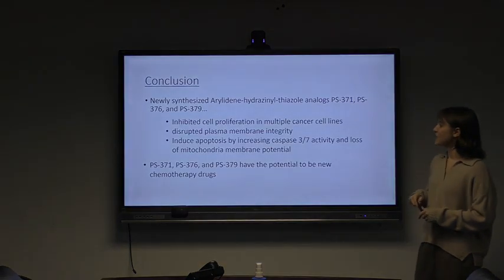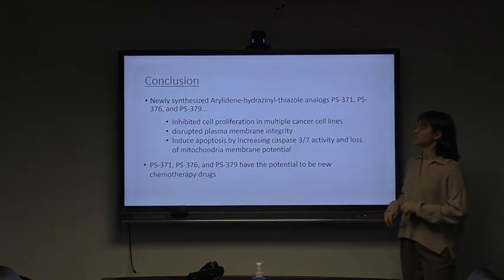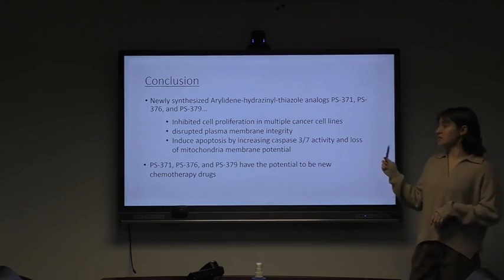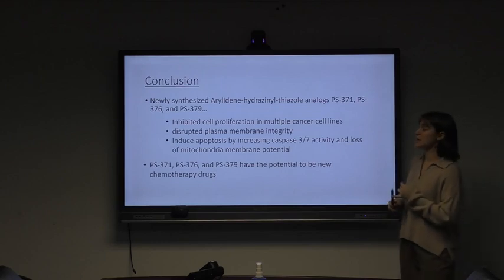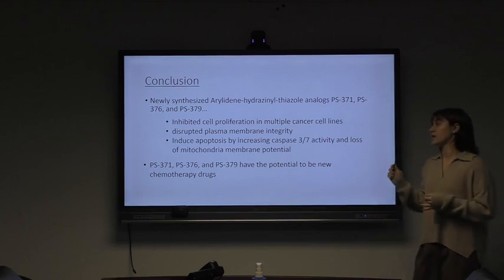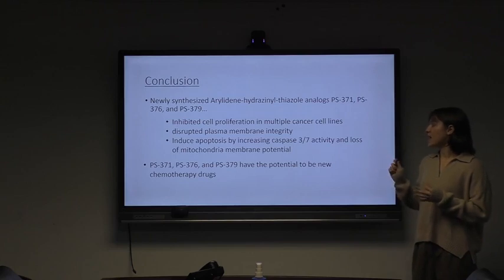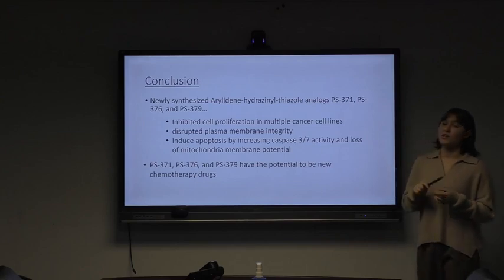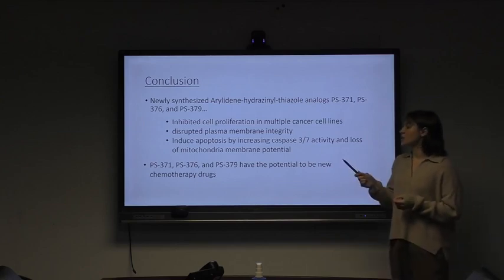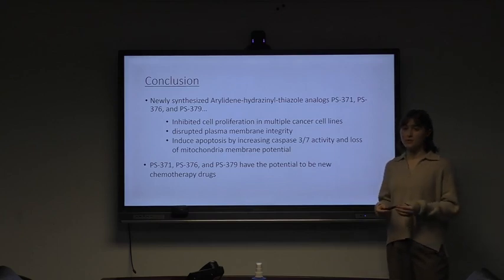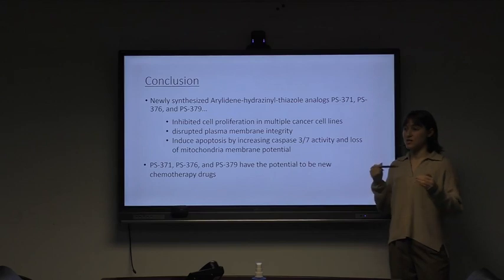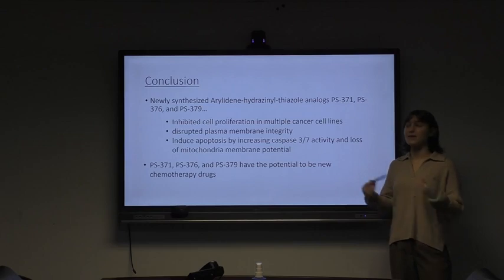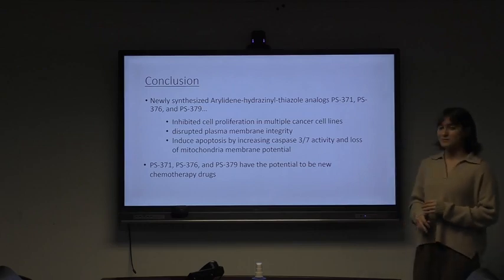Next, please. Overall, our newly synthesized hydroxyl thiazole analogs PS371, PS376, and PS379 inhibited cell proliferation in multiple cancer cell lines. We showed that they disrupted plasma membrane integrity and that they induce apoptosis by increasing caspase 3 and 7 activity, and showed a loss of mitochondrial membrane potential. So our compounds have the potential to be new chemotherapy drugs. However, since this is the foundation of anti-cancer drug development, further research would be needed to make them anti-cancer agents. Next, please.